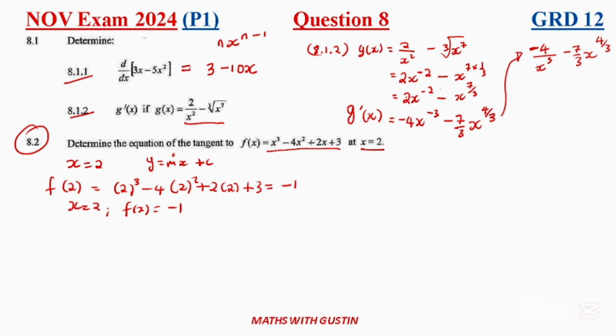Okay, so what can we do now? We're looking for the gradient. We already have the 2 points. We're looking for the gradient. We know that in this case you can't use this formula, y2 minus y1 all over x2 minus x1.